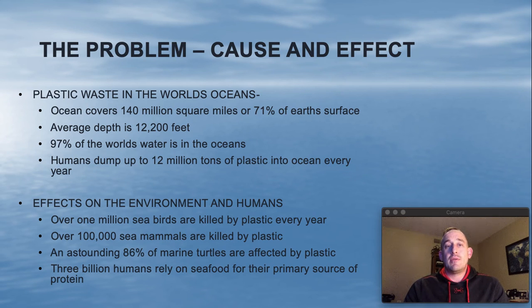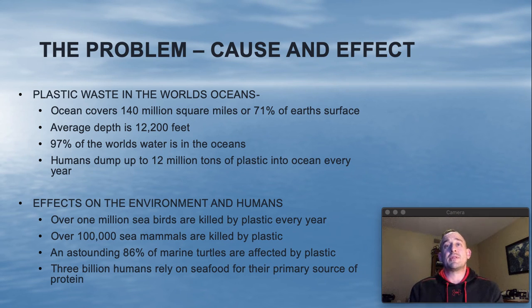So the main problem is humans dumping plastic into the ocean, or trash, or waste. A lot of it's single-use stuff. About 12 million tons of plastic alone gets dumped into the ocean every year. Now, the effect of that is that 1 million seabirds die every year because of it. 100,000 sea mammals, which I would guess is a pretty low stat, it's probably higher than that, are killed by plastic every year.